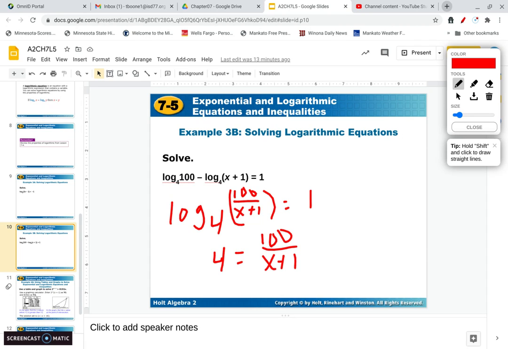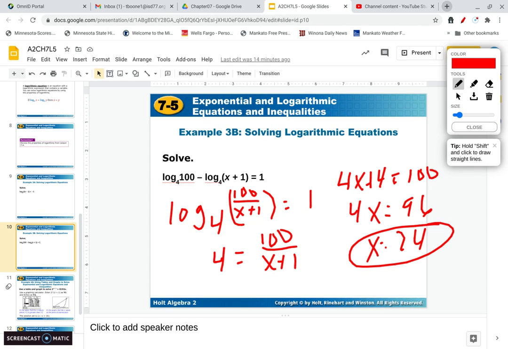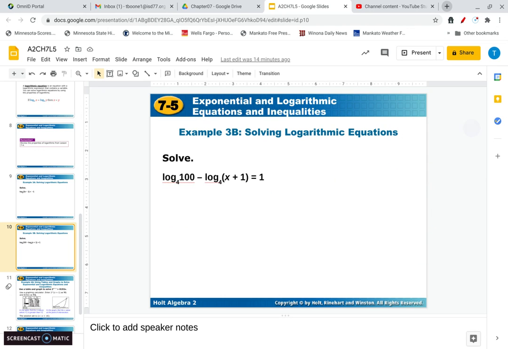If we multiply across, if we take the x plus 1 and multiply that by 4, we're going to get 4x plus 4 equals 100. So if we subtract 4, we get 96, and x would then be 24 if we divided by 4. Okay, so those are some sneaky problems. Remember your properties. Always try to write it as a singular log, then convert it to an exponential. That'll be your best bet.